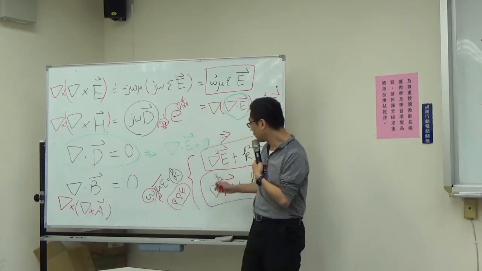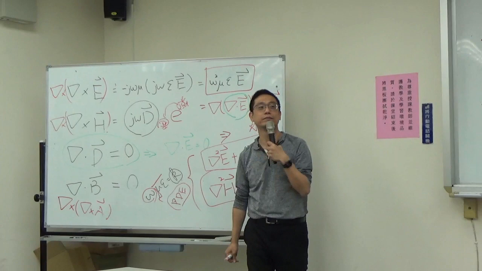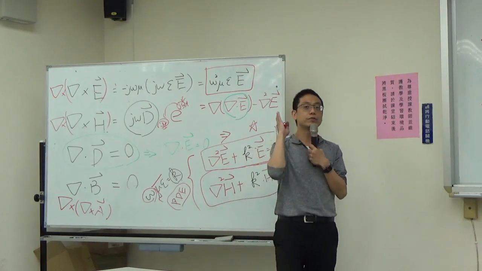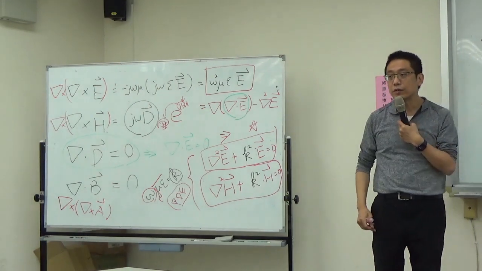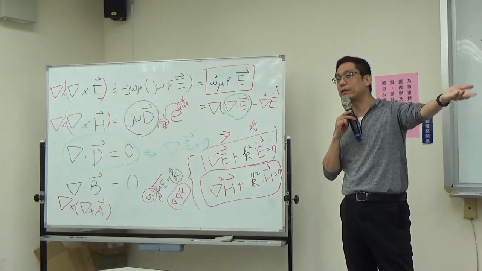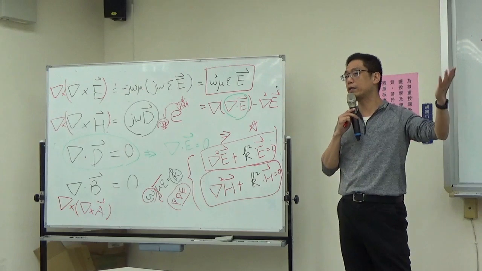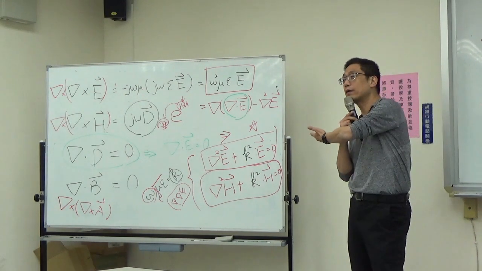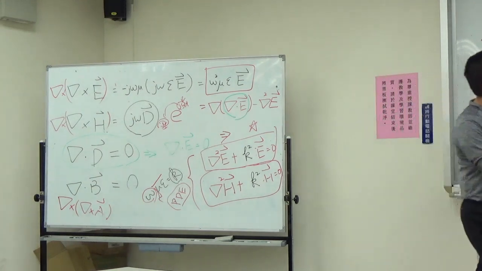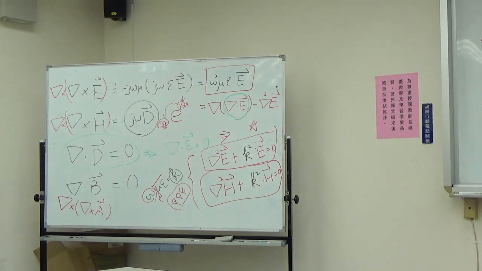As a result, they are wave equations. You use Maxwell's equations to find what the E field and the H field are. That's what we do here. Okay? So, wave equations. They are wave equations.